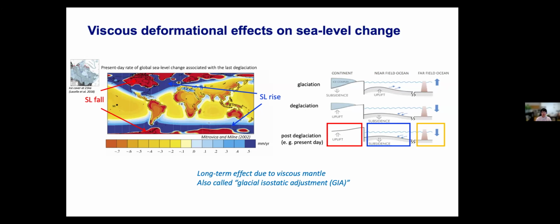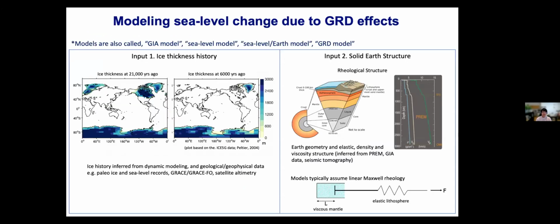This long-term effect due to the viscous mantle is also called glacial isostatic adjustment, or GIA. People use the terms GIA and GRD effects sometimes interchangeably, or sometimes use GIA to refer just to the deformational effect part. So it's something we always have to be careful about, making sure we're using the right term and right language.